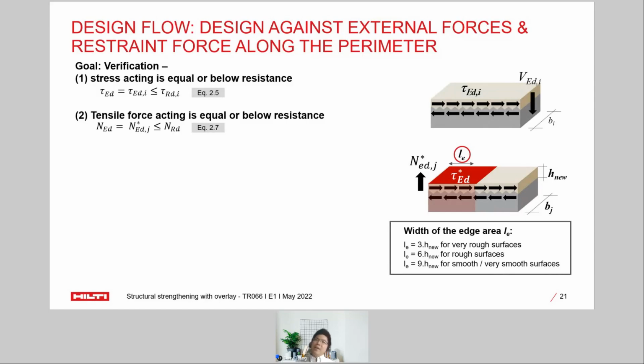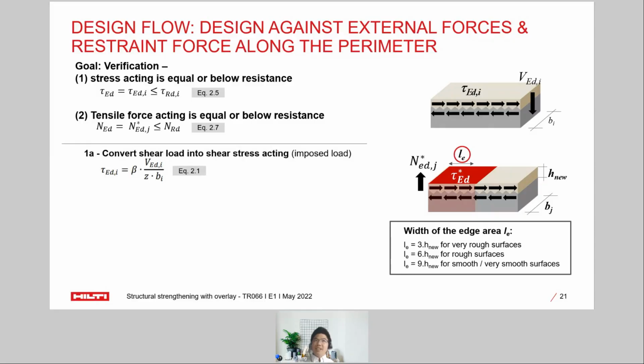And here, it's mainly about the edge. The way we calculate the width of the edge area, which is the LE, really depends on the roughness of the surface. So the rougher the surface, the narrower the edge area.